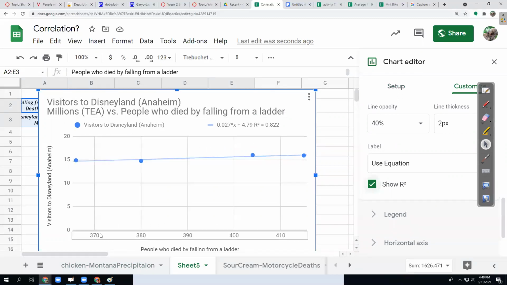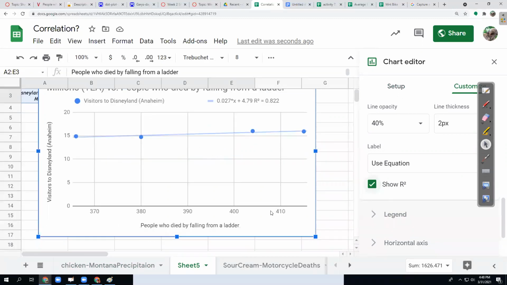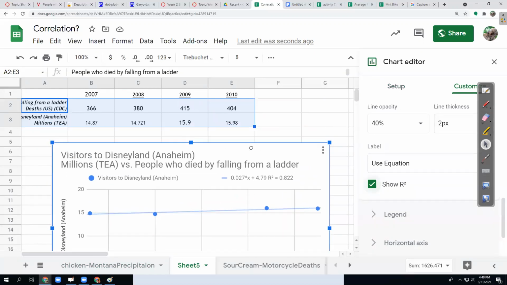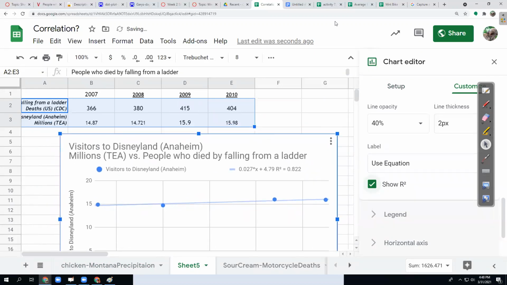So what this shows is that the more people who die by falling off the ladder in a particular year, the more people go to Disneyland. Crazy stuff. Is there a reason? Maybe. There could be some other variable in between that makes that, but this could be what's called a spurious, meaning false, connection. So I just picked two data sets that mathematically are related, but in reality, they're really not. So this is just there for fun if you want to come up with some silly or morbid example.